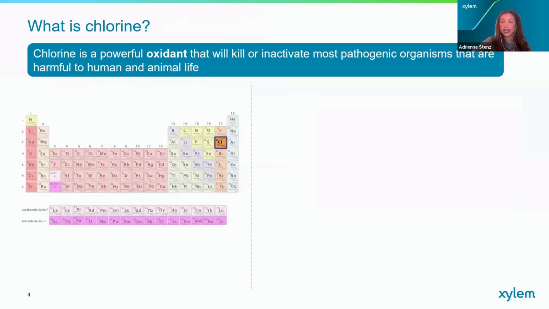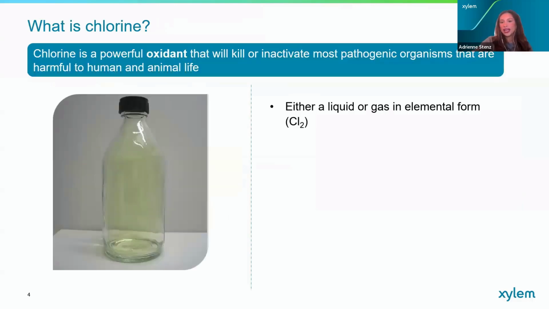So what is chlorine exactly? Well, chlorine is a chemical element. It's found here on the periodic table in between fluorine and bromine. Chlorine is a powerful oxidant, which means it has a high tendency to steal electrons from other compounds, which makes it a very powerful disinfectant. In its elemental form, chlorine is found in the diatomic form, Cl2, which is a gas at room temperature and pressure and very reactive.